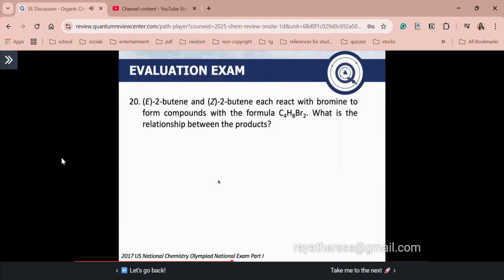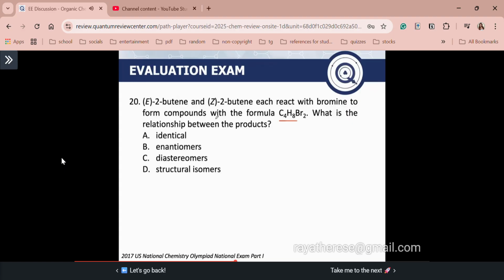Number 20 actually, class, appeared in the board exam last year. So this is derived from your 2017 USNCO National Exam Part 1. E2-butene and Z2-butene, of course, are alkenes and geometric isomers. They can react with bromine to form compounds with the following molecular formula. Remembering the key feature of bromination, or in general halogenation, what should be the relationship between the products? Right, it is anti-addition when we have bromination or halogenation.